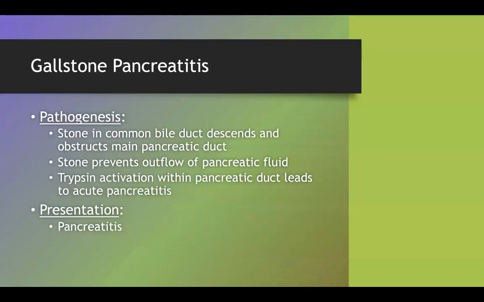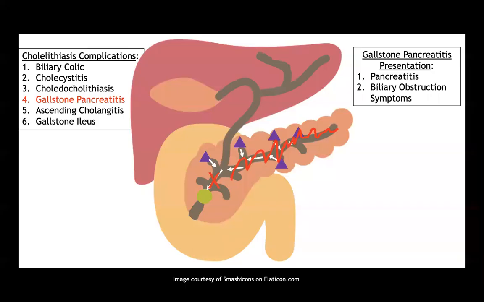How does this present? The presentation is pretty obvious. It's going to be pancreatitis, but it'll also be biliary obstructive symptoms. And that should give you an idea. Whenever you see somebody with the classic pancreatitis picture, epigastric pain radiating to the back, super high lipase levels, and characteristic imaging findings, you just need 2 out of those 3 for the diagnosis.